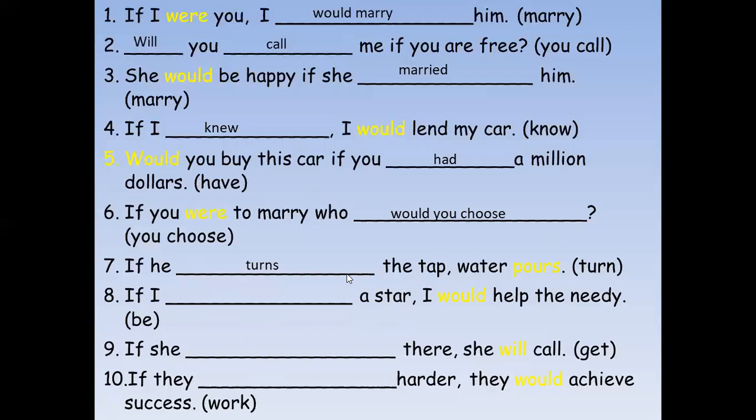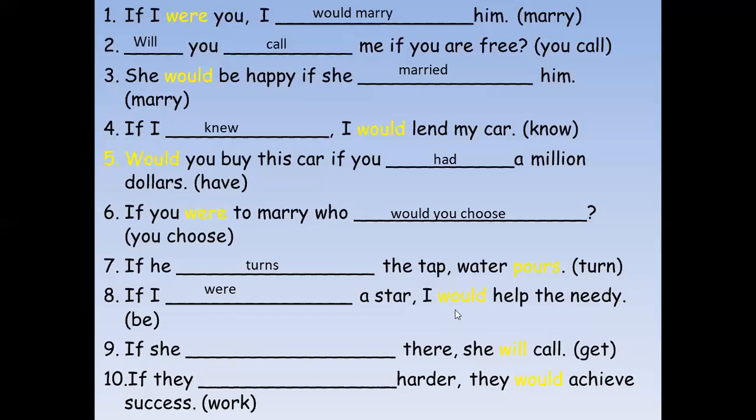Number 8: If I were a star, I would help the needy. Here we have would, so it's if clause type 2. If I were a star, I would help the needy. This is an impossible situation.